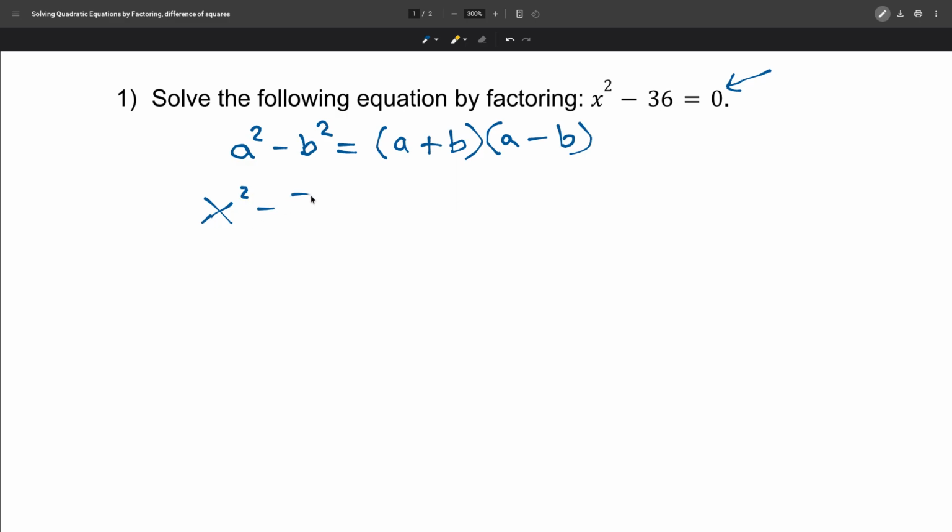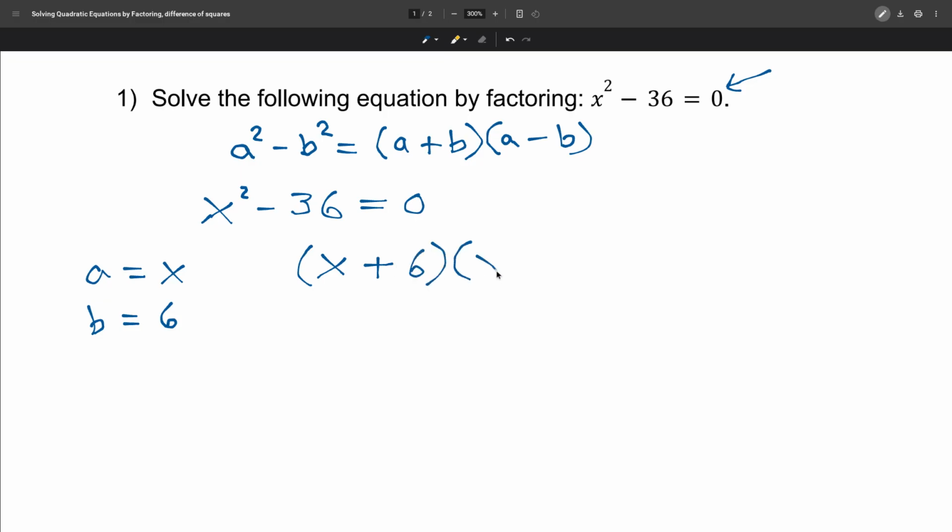minus 36, and that's equal to 0, well, if a squared is x squared, then a would equal x. And if b squared is 36, then b would equal the square root of 36, which is just 6. So this will factor into x plus 6 times x minus 6.